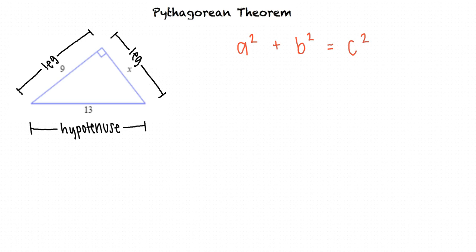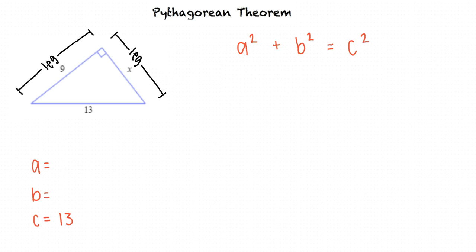Let's begin by defining side lengths for a, b, and c. Well, I remember that c corresponds to the hypotenuse, so c is equal to 13. But how do I know which leg corresponds to a and which leg corresponds to b? Since a squared and b squared are both added together on the left side of our equation, it doesn't matter if we let a equal 9 and b equal x, or if we let a equal x and b equal 9. Okay, then let's let a equal 9 and b equal x.